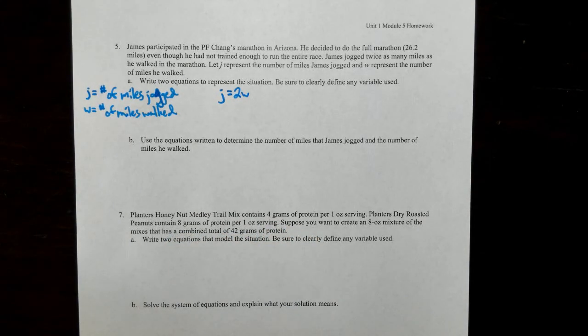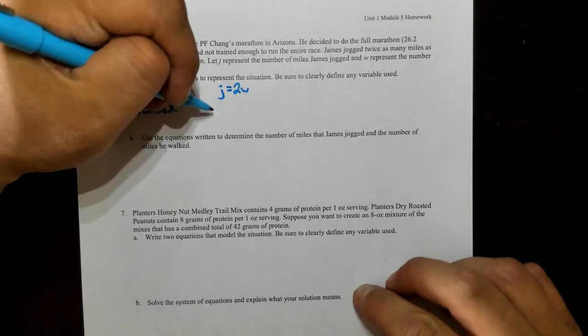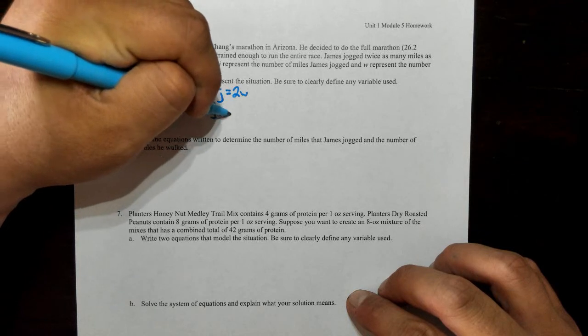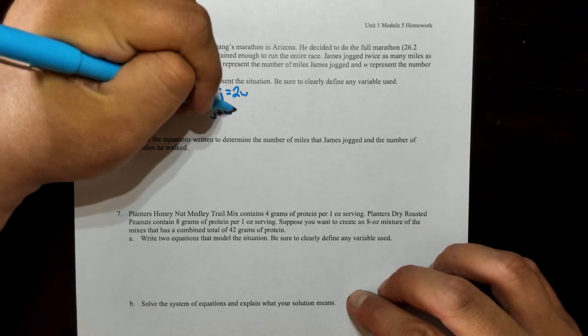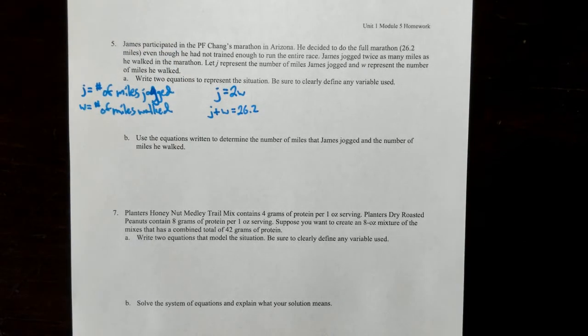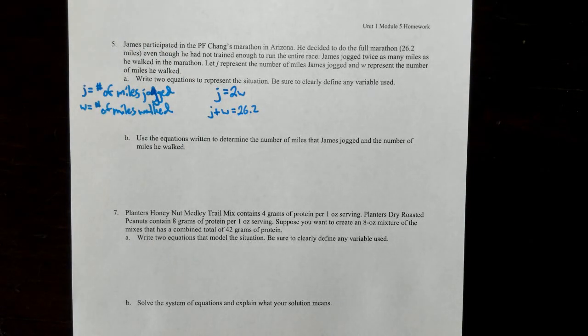Can I also say that his number of miles jogging plus his number of miles walking is equal to the total number of miles in the marathon, which is 26.2? Yes, that is also a true statement. So now that I have my two equations, I'm going to solve them.